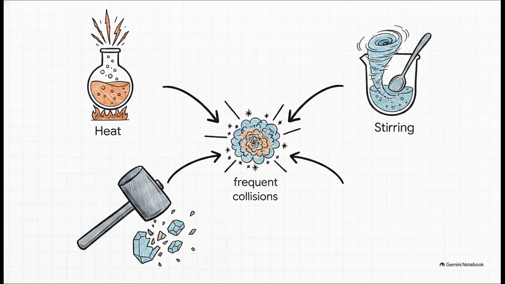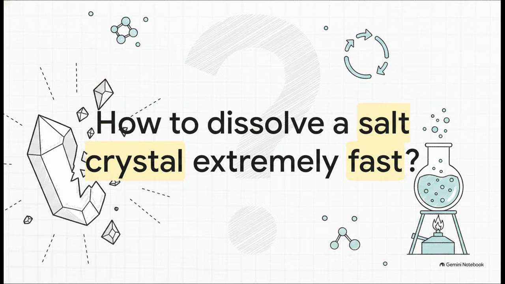At the end of the day, every single one of these factors is doing the exact same underlying thing. They are increasing the number of collisions between the particles. So I'm going to leave you with a final practical piece of homework to test out your new scientific mindset. If someone handed you a giant, rock-hard salt crystal and told you that you needed to dissolve it completely in under 1 minute, what exact 3 steps would you take based on everything we learned today? Think about it, apply the framework, and see if you can solve it.